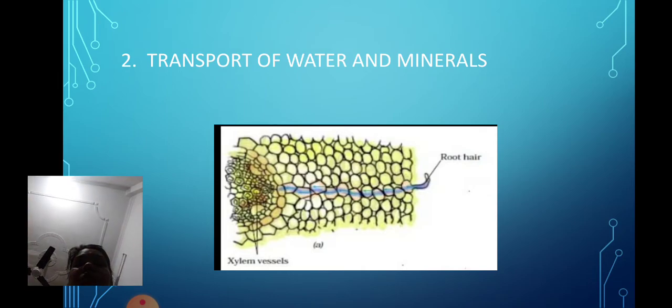Absorption of water and its flow is a continuous process through xylem tissue. Xylem tissues are a continuous network of channels which connect root to leaves through the stem and branches. It thus transports water and minerals to leaves and the entire part of the plant.